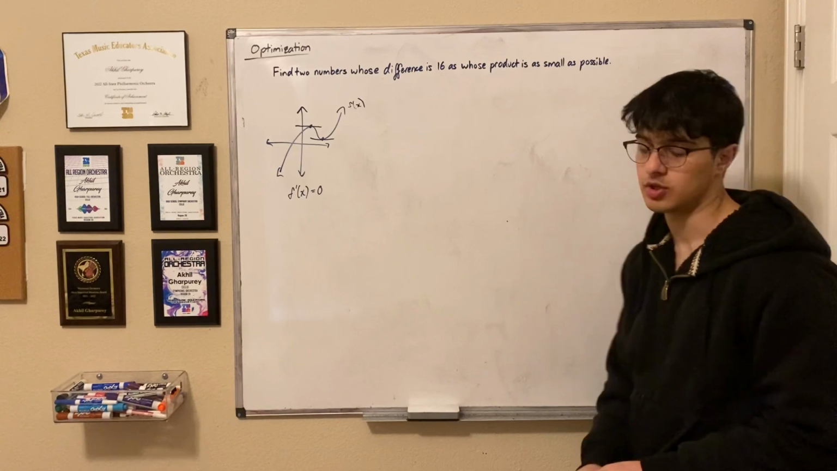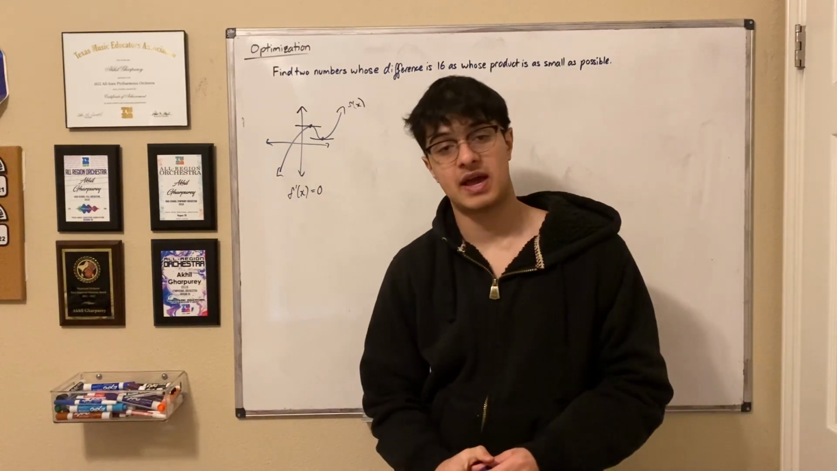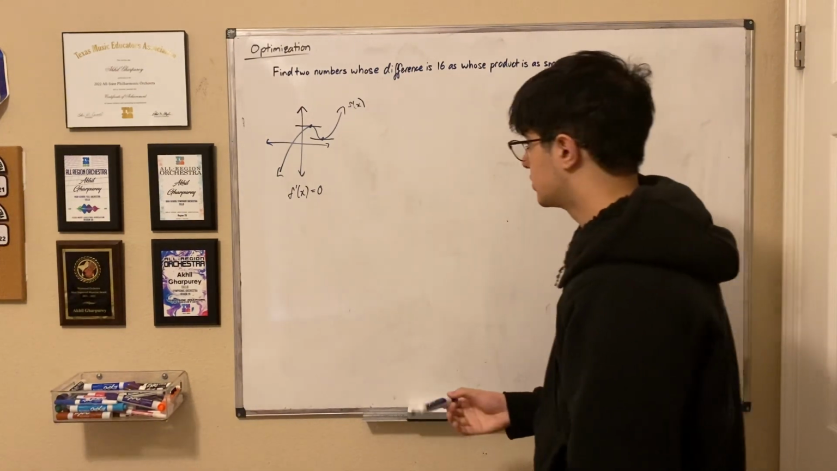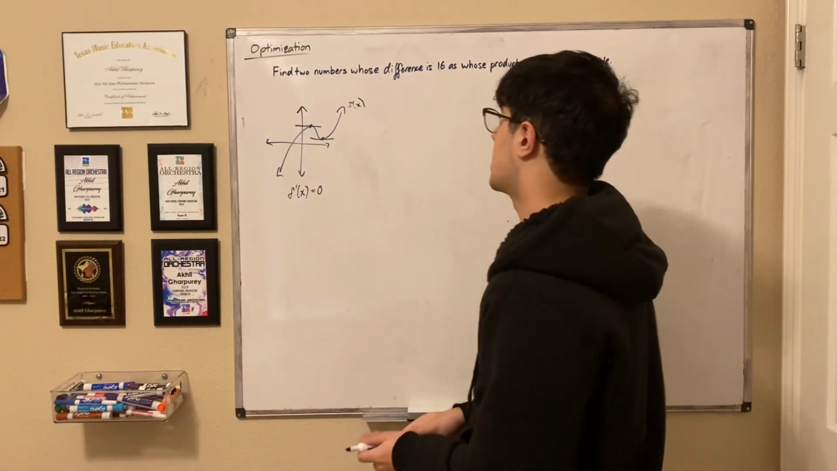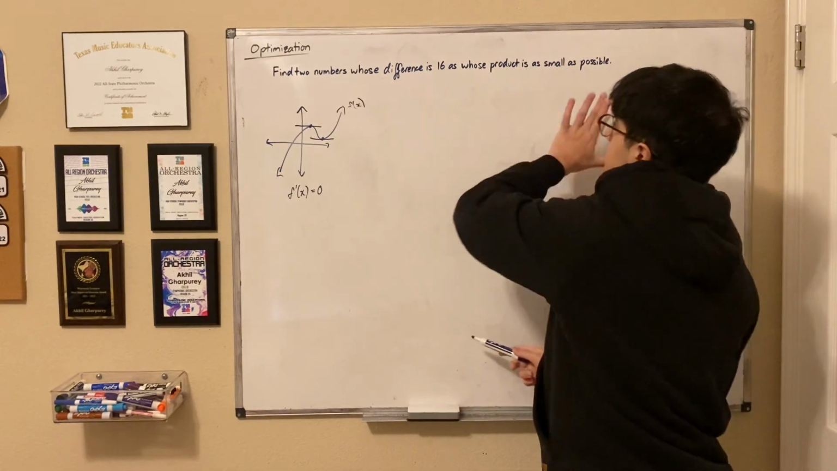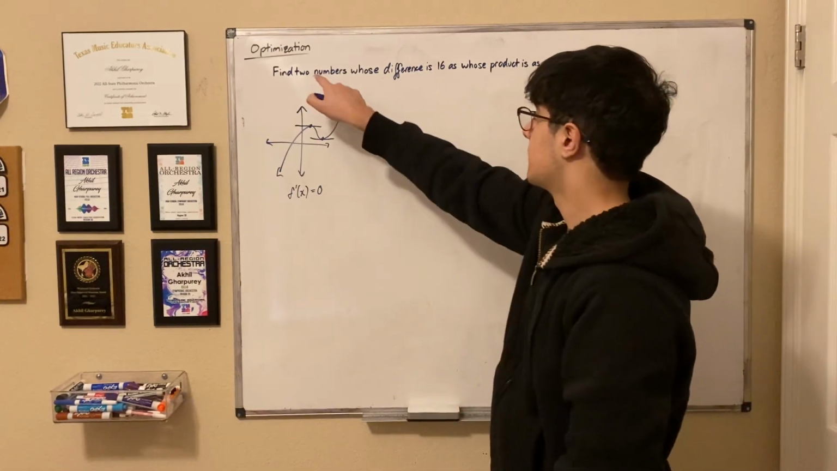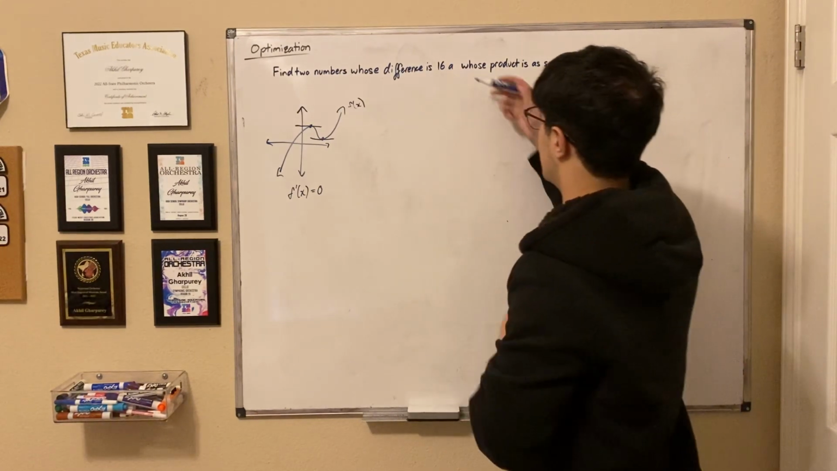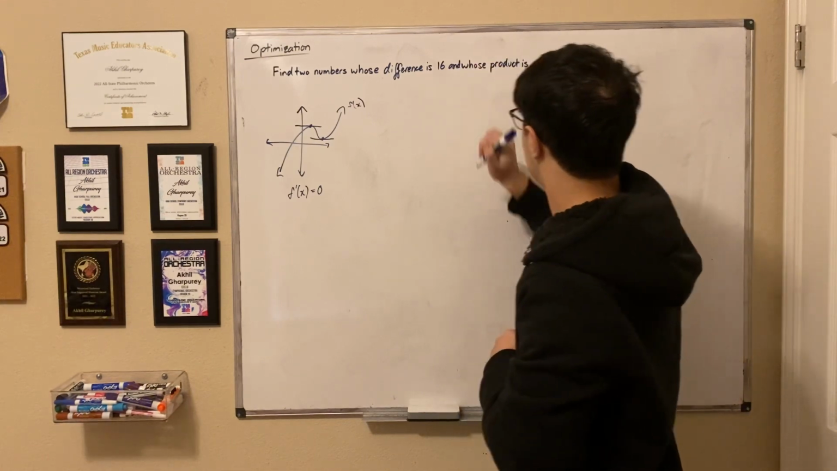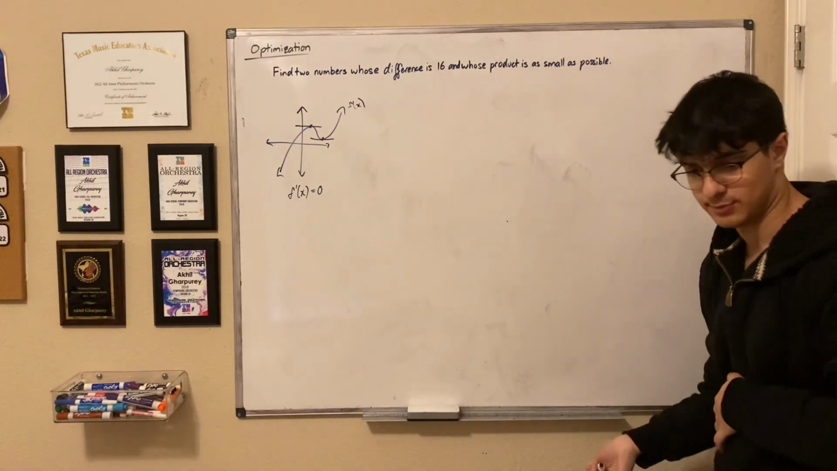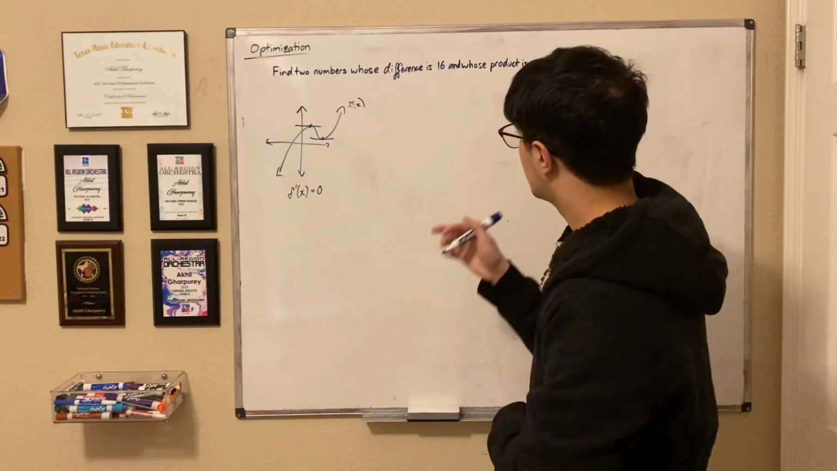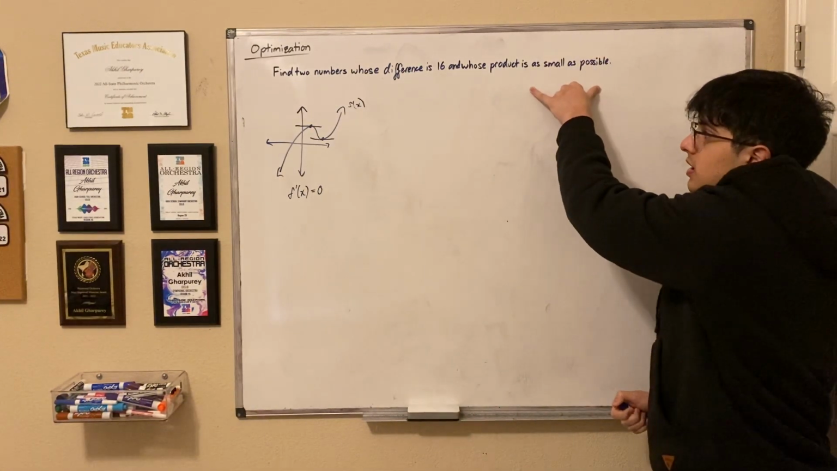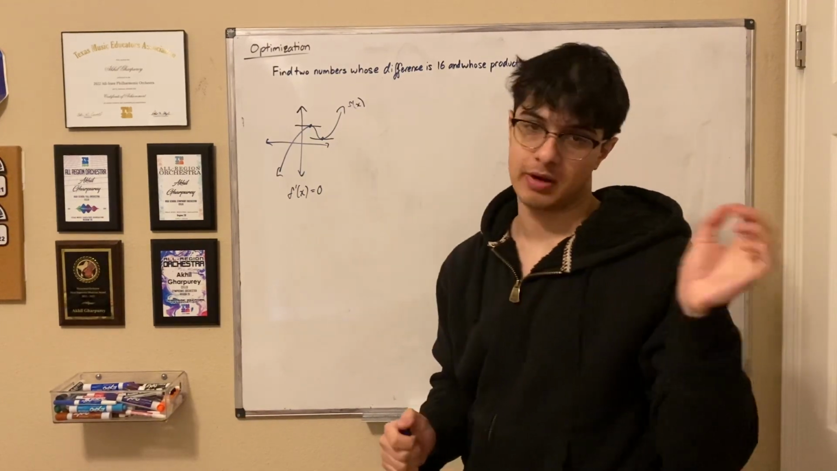In the last one, we took a look at fencing and building a backyard. And in this one, we're just going to look at 2 arbitrary numbers. So let's go ahead and apply this concept to this scenario right here. The question says, find 2 numbers whose difference is 16 and whose product is as small as possible. So what this is telling us is that we need to find some sort of minimum, and we have this constraint right here to make this possible.